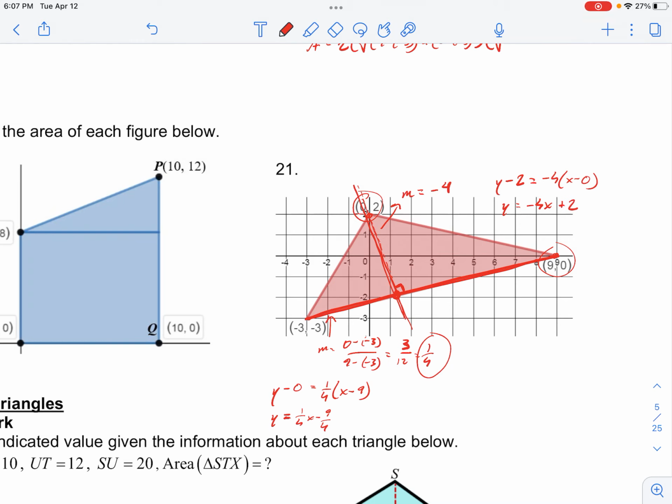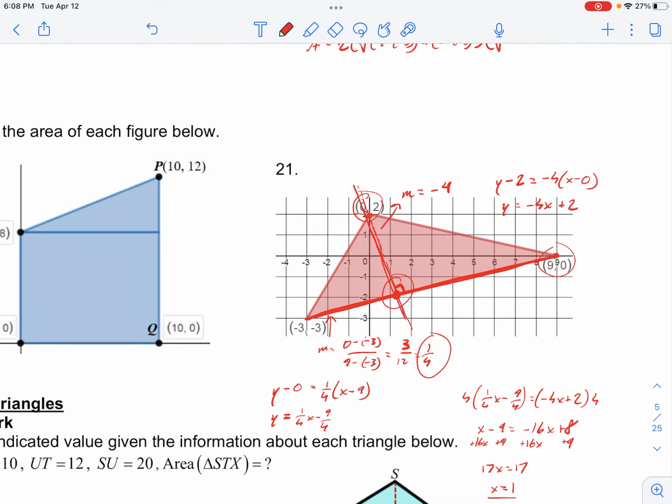And if we want to find the point of intersection of these two lines, we have to set them equal to each other. So we have that 1/4 x minus 9/4 is equal to -4x plus 2. I'm going to multiply both sides by 4. So we have x minus 9 is equal to -16x plus 8. Then adding 16x and adding 9, we have 17x equals 17, so x equals 1. So this is the x coordinate of the point of intersection.